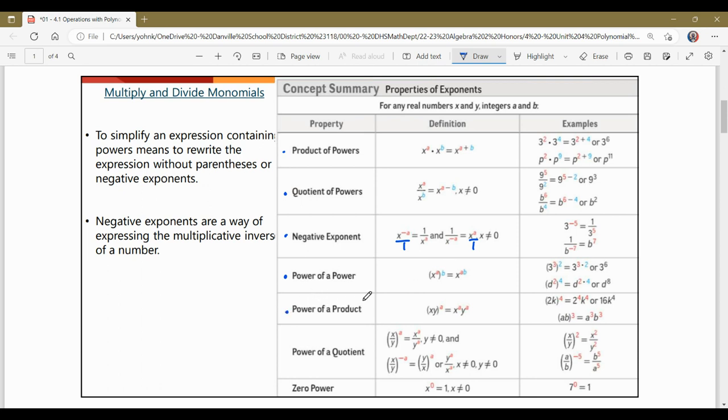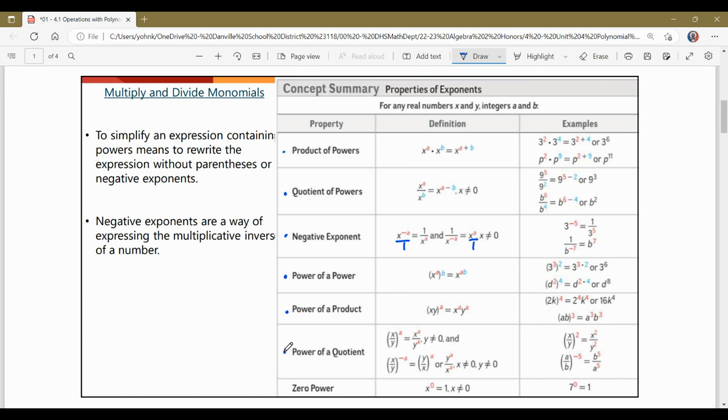The fifth rule is called the power of a product. So we have some product being taken to a power. So we have a product xy being raised to the a power. Well, you share the power to each of the items in the product. So x to the a, y to the a.